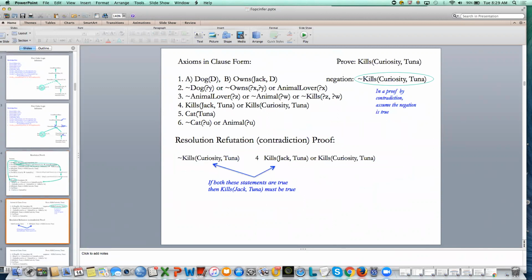You'll remember in propositional logic, we talked about resolution as well as resolution refutation, which is basically proof by contradiction. So in this particular example, here are my axioms in clause form. Suppose I want to prove that curiosity killed Tuna, the cat. I would negate that statement, and I would assume it's true in a proof by contradiction. So assuming it's true, I then show that this leads to an explicit contradiction.